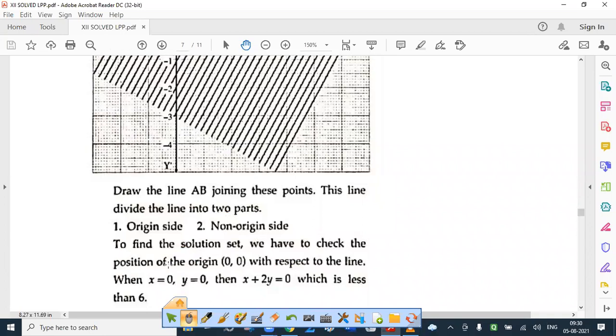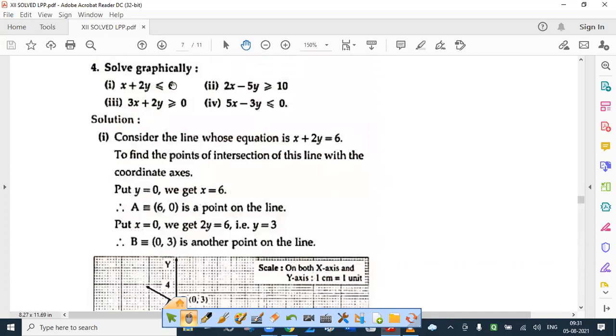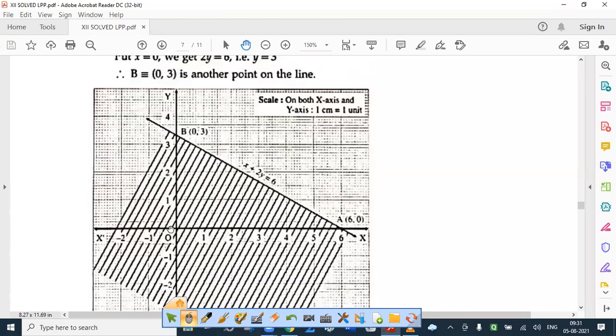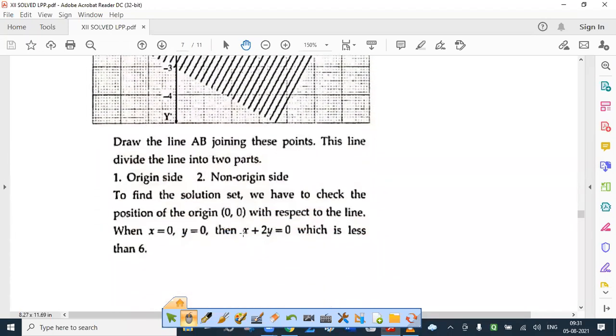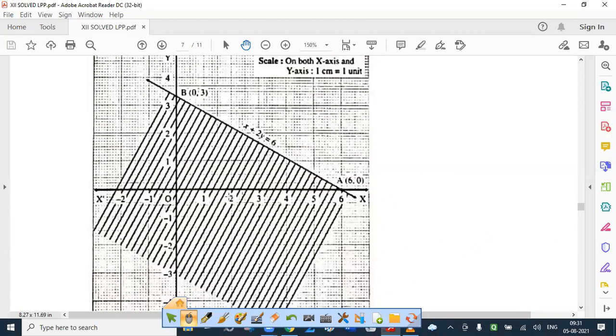Coordinates of the origin are (0, 0), right? So 0 + 0 = 0, and 0 < 6. We have to solve which inequation? Less than 6. This means the coordinates of the origin, and therefore all points on the origin side, will satisfy the inequation, right? And that is why this is the graph.